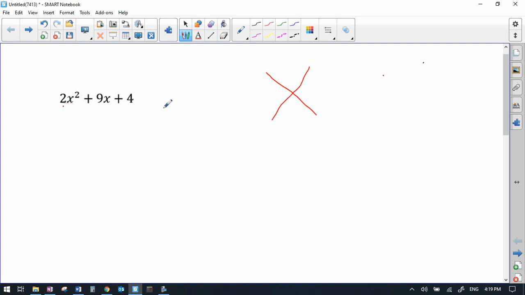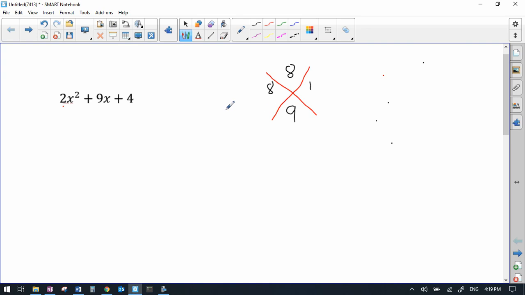So we start by looking for two numbers that multiply to not just 4, but 2 times 4, which is 8. We also want those numbers to add to 9. Put a little bit of thought into that. What are those two numbers? The only numbers that multiply to 8 are 4 and 2, and 8 and 1. And 8 and 1 add to 9.